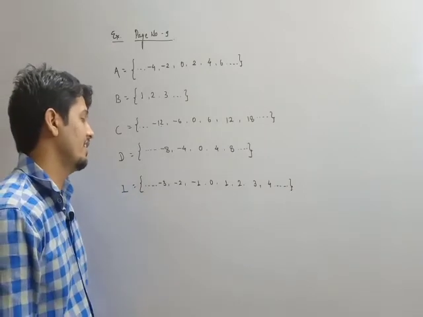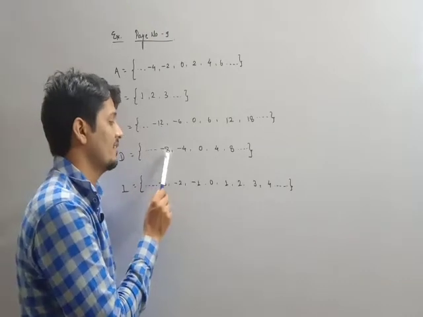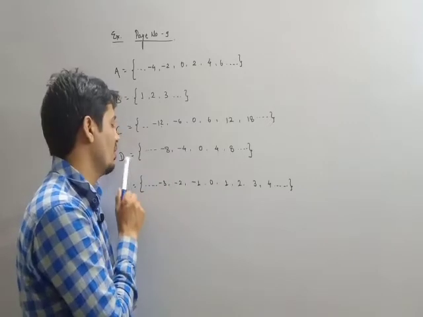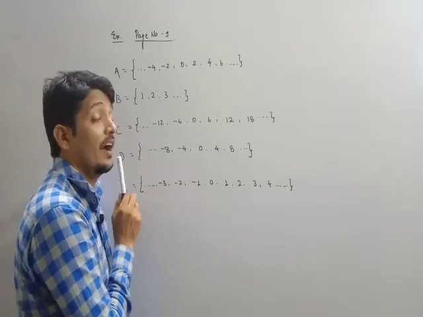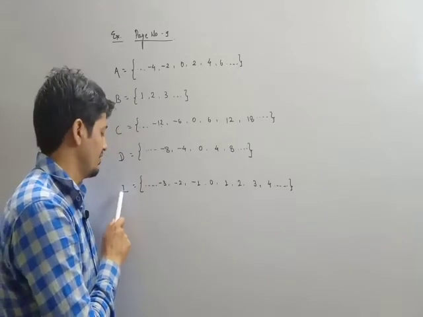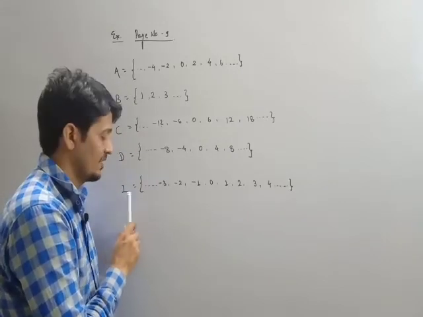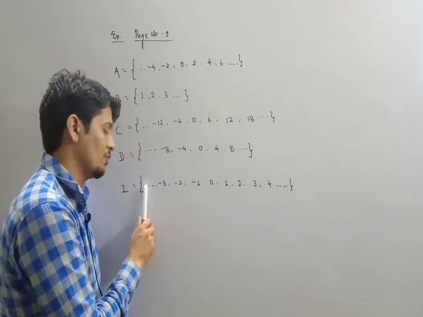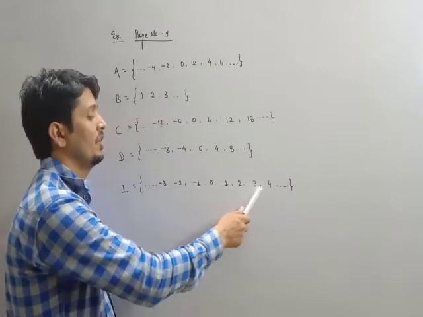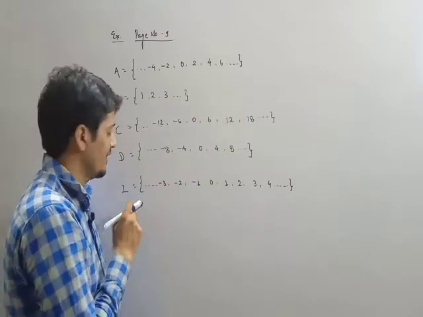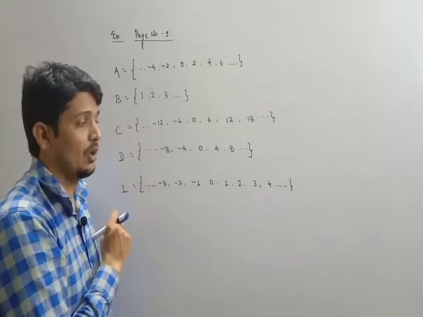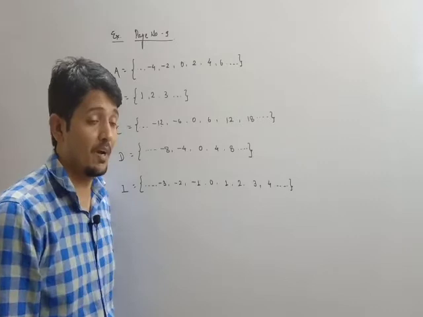And in set D the members are -8, -4, 0, 4 and 8. That means all the members of set D are divisible by 4. And the last set is given, it is integers. That means -3 and up to infinite, then -3, -2, -1, 0, 1, 2, 3, 4 and up to infinite. That means the set I is nothing but the set of integers, meaning all the numbers present on the number line.